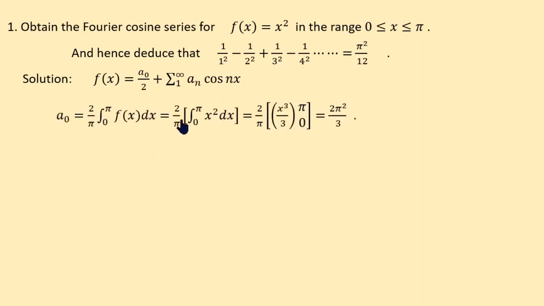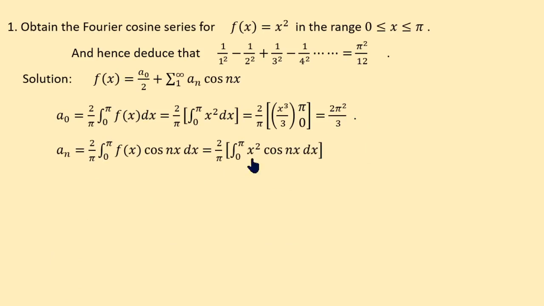Now a0 is 2 by l, l is pi, so 2 by pi, integral 0 to pi f of x, that is x square dx. Integral of x square is x cube by 3, pi cube by 3, cancel 1 pi, so 2 pi square by 3. This is a0. a0 by 2 becomes pi square by 3 here. Okay. Now an, same logic.